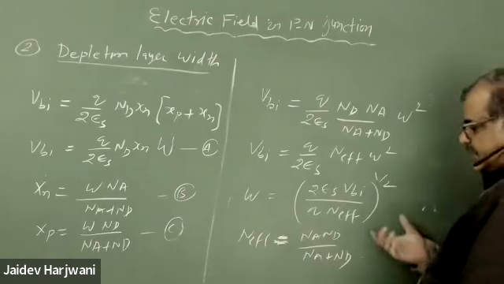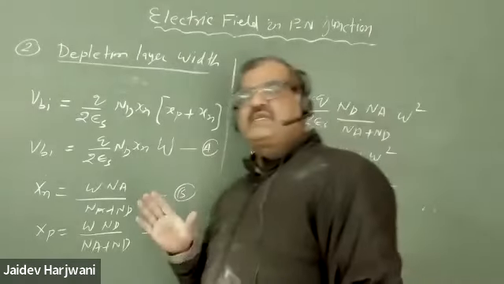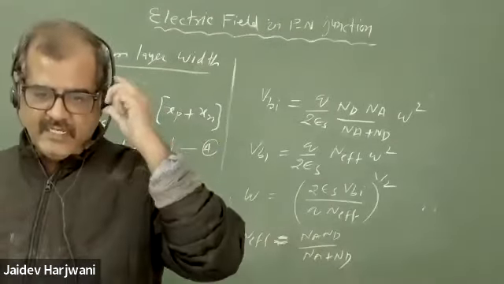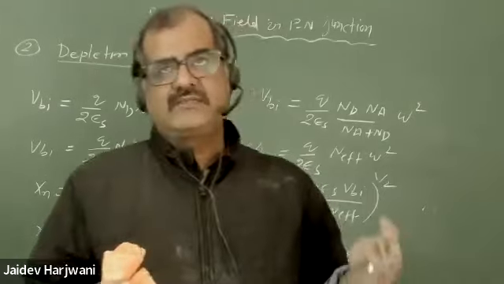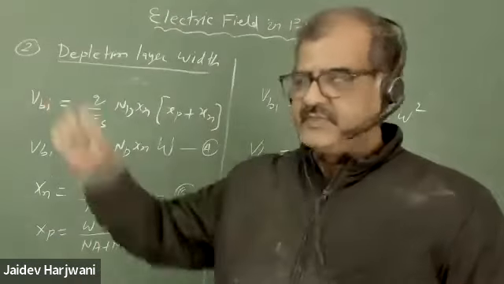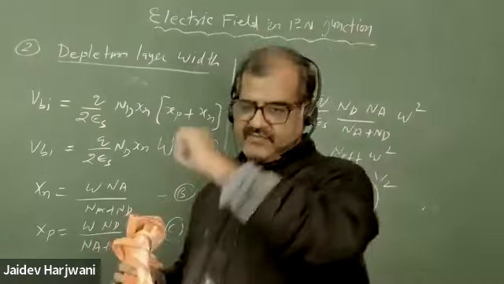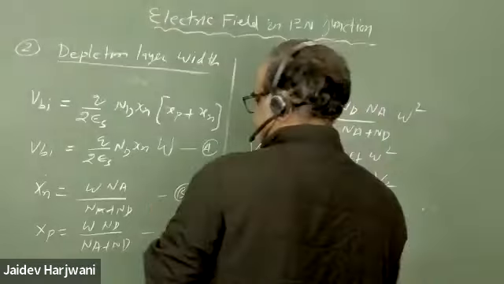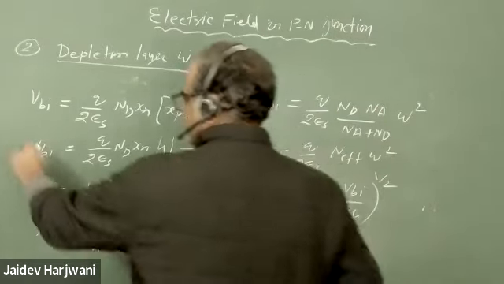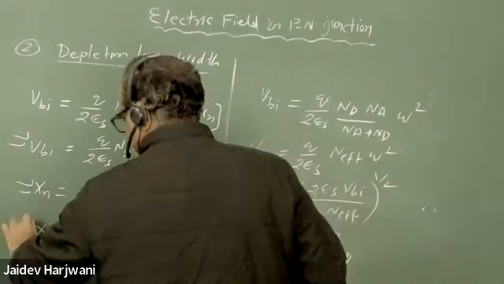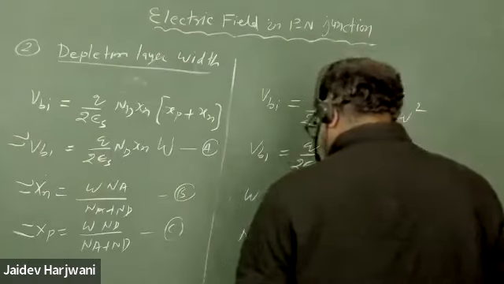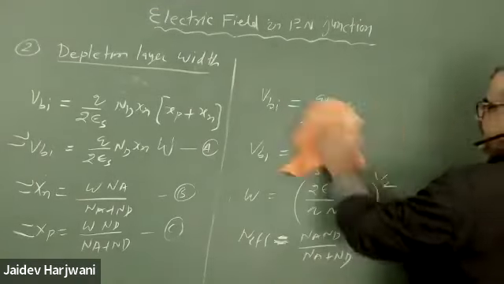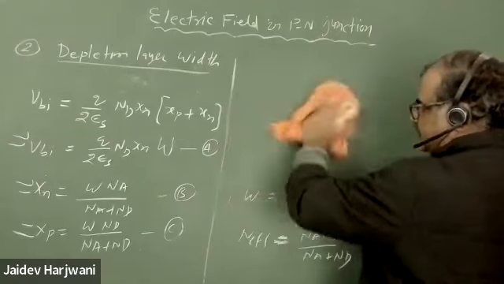I told you that if doping levels are the same, then the depletion layer width is symmetric on both the n side and p side. If one doping is high, then the width on the other side increases. Please remember this formula. We are going to use these three formulas again. If this is clear to you, I can simplify it a little more.